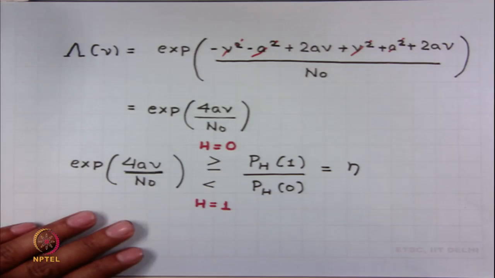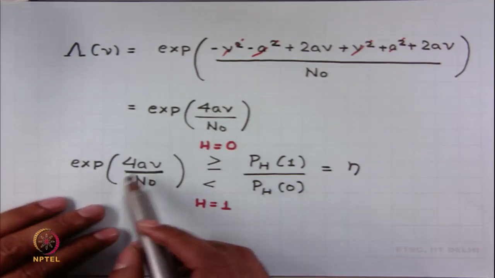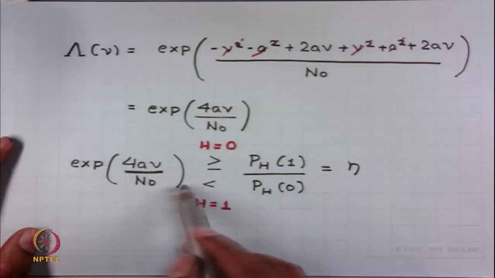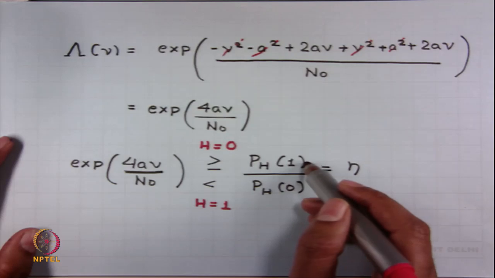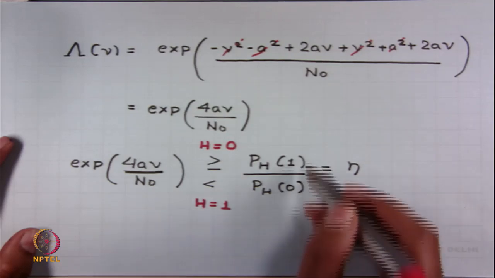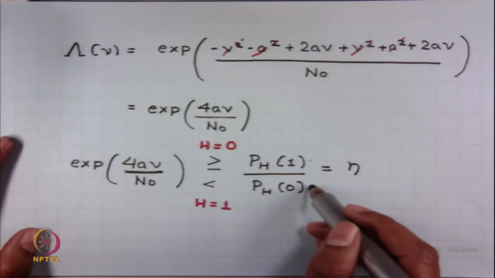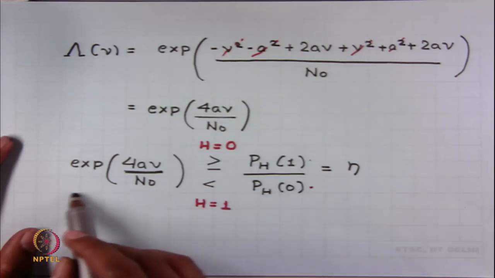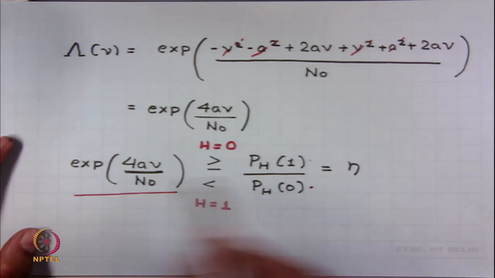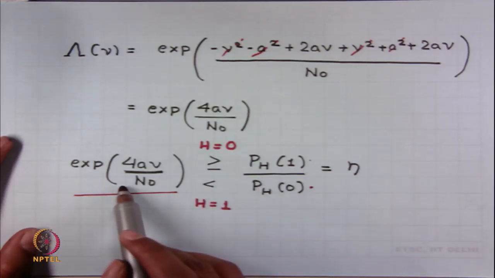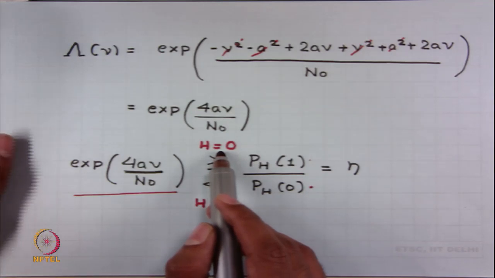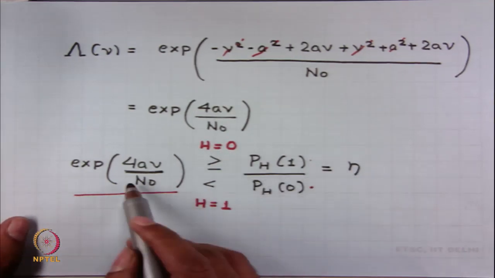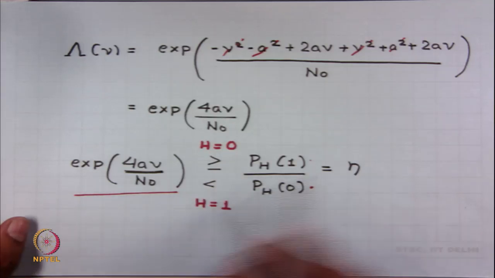Now, what does a detector do? The detector compares this likelihood ratio with eta, where eta is the ratio of a priori probabilities of hypothesis 1 and hypothesis 0. When it compares this likelihood ratio with eta, if it finds that the likelihood ratio is greater than or equal to eta, then it chooses the hypothesis as 0, and if it identifies that this likelihood ratio is less than eta, then it chooses the hypothesis as 1.